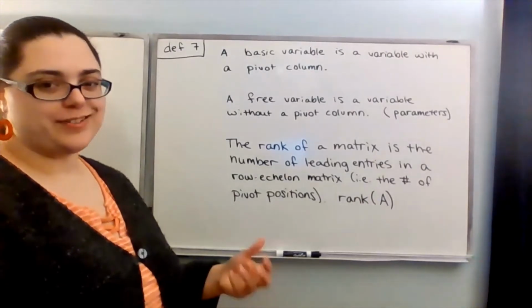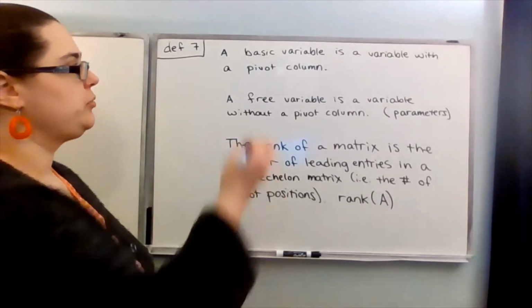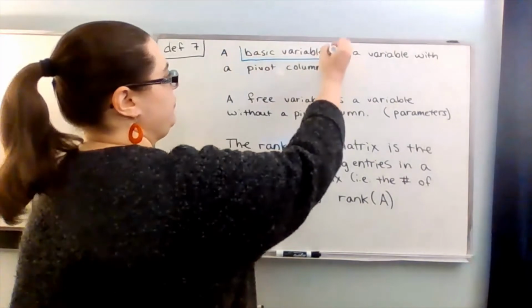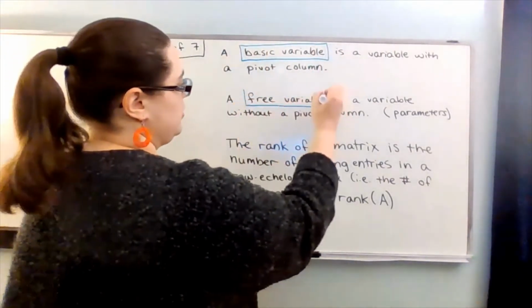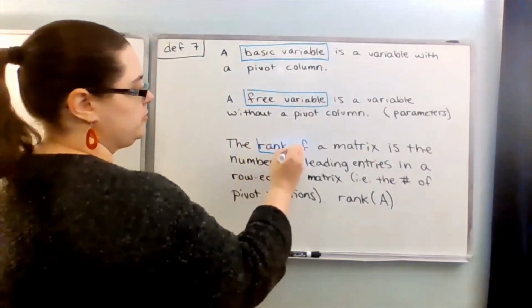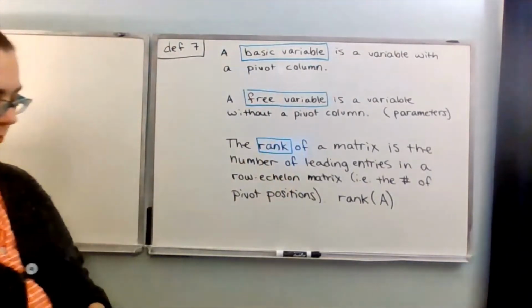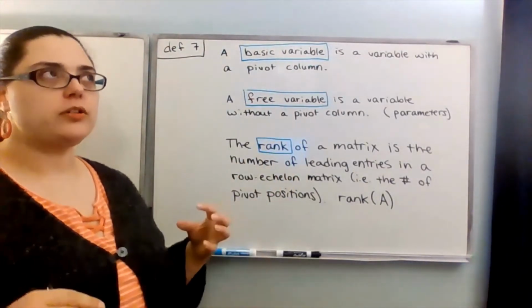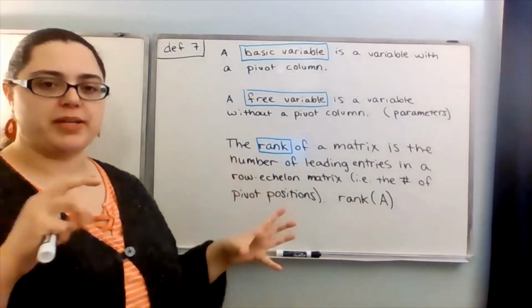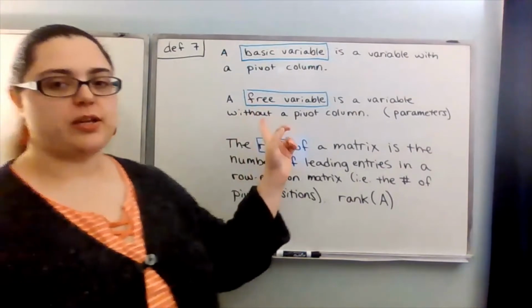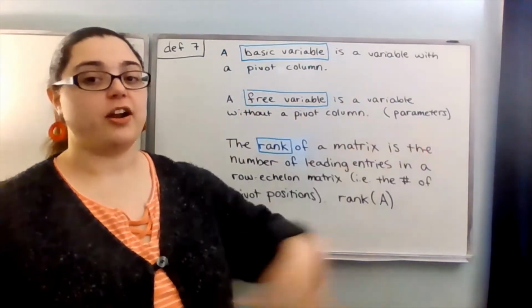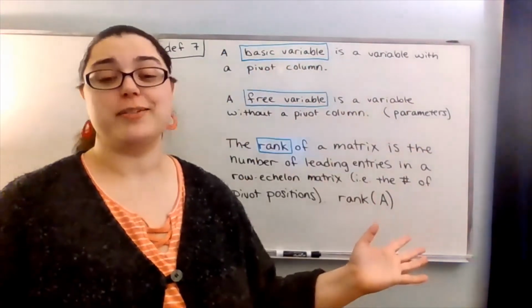So here we've defined 3 terms. We've defined a basic variable, a free variable, and the rank. Okay, so in order to help me remember the difference between a basic variable and a free variable, remember the free variables are the ones that we defined in terms of the parameters. They are free to be any number they want to be, right?